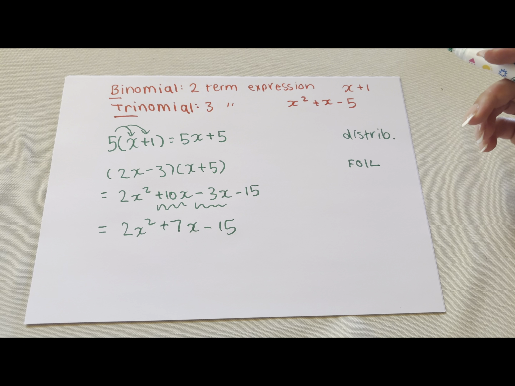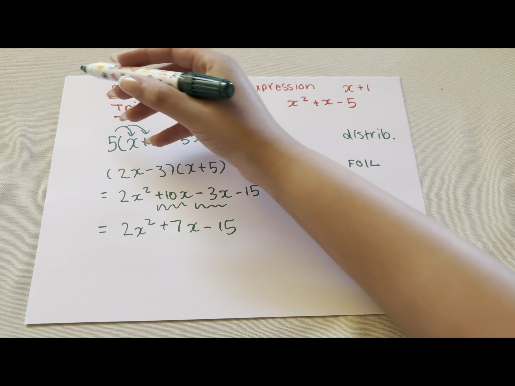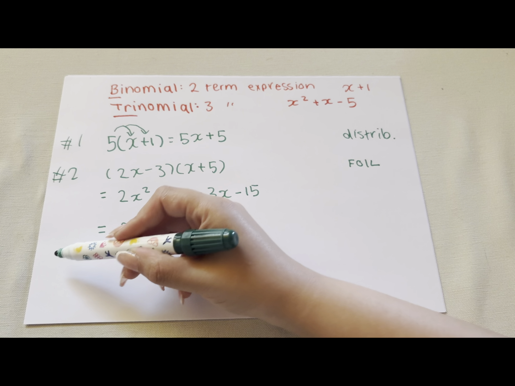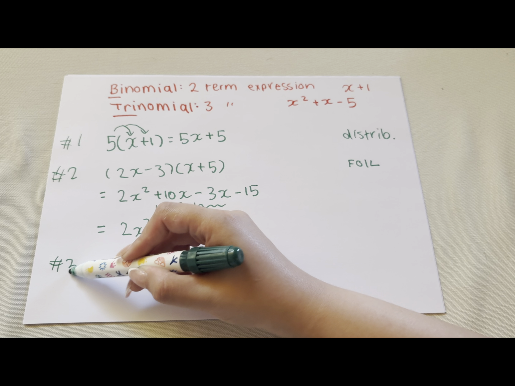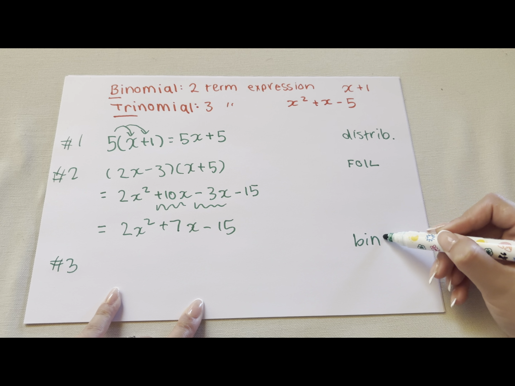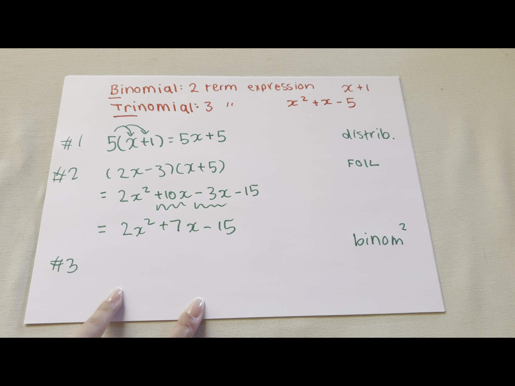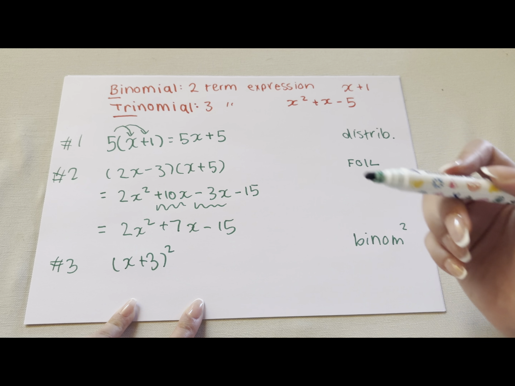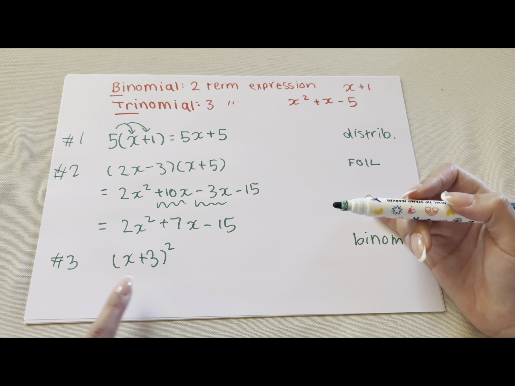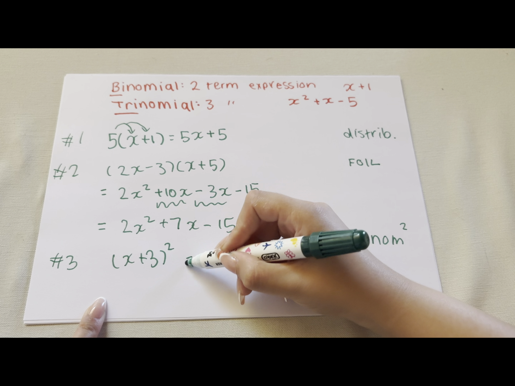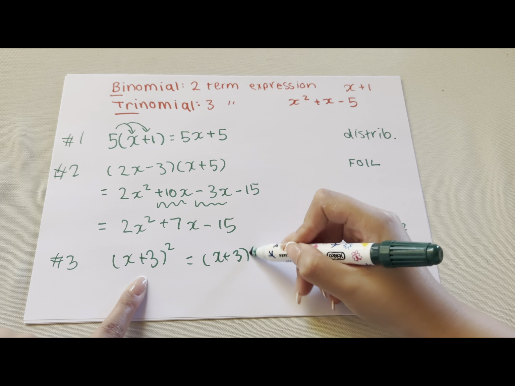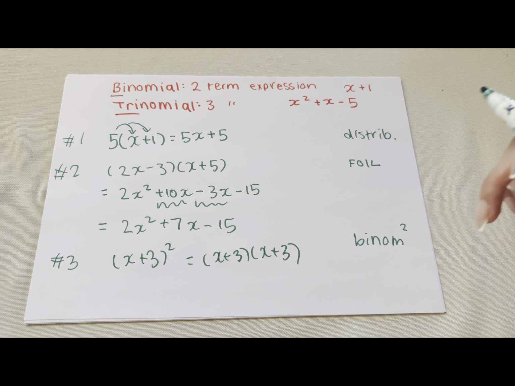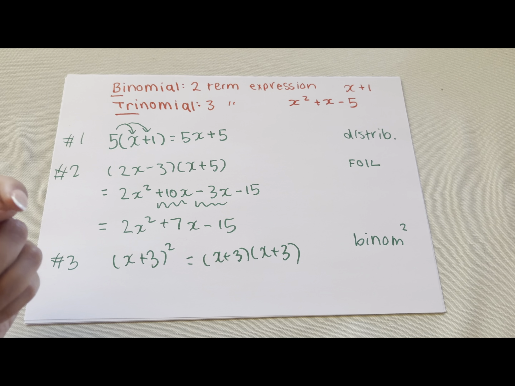The next type is when we have a binomial squared. So I'm just going to label these number 1, number 2, and then the next one is if I have a binomial raised to the power of 2. So let's say I have x plus 3 squared. So what you do with this one is you can expand it so that it looks like x plus 3 times x plus 3, because when we're to the power of 2, it means you're timesing it by itself. And then you'll proceed to do normal FOIL.